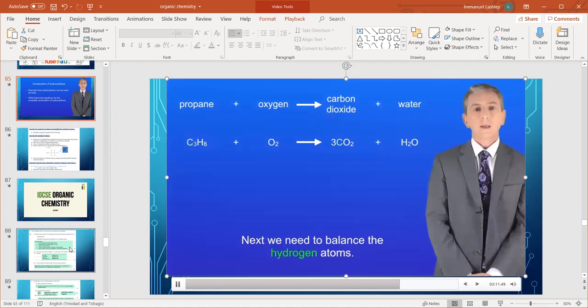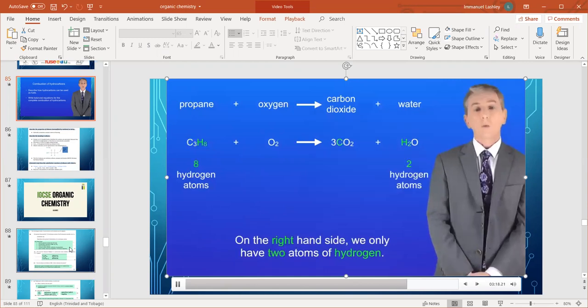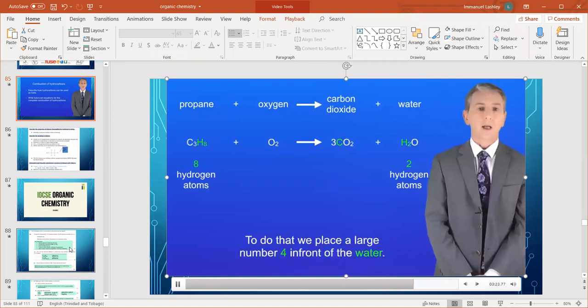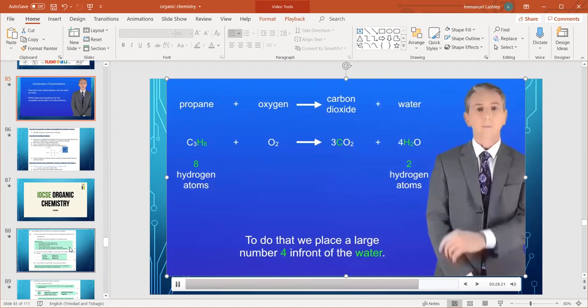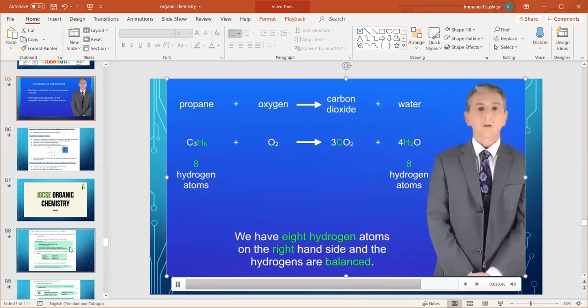Next, we need to balance the hydrogen atoms. On the left-hand side, we've got 8 atoms of hydrogen, but on the right-hand side, we've only got 2 atoms of hydrogen. So we need to get 8 hydrogen atoms on the right-hand side, and to do that, we place a large number 4 in front of the water like this. Now we have 8 hydrogen atoms on the right-hand side, and the hydrogens are balanced.